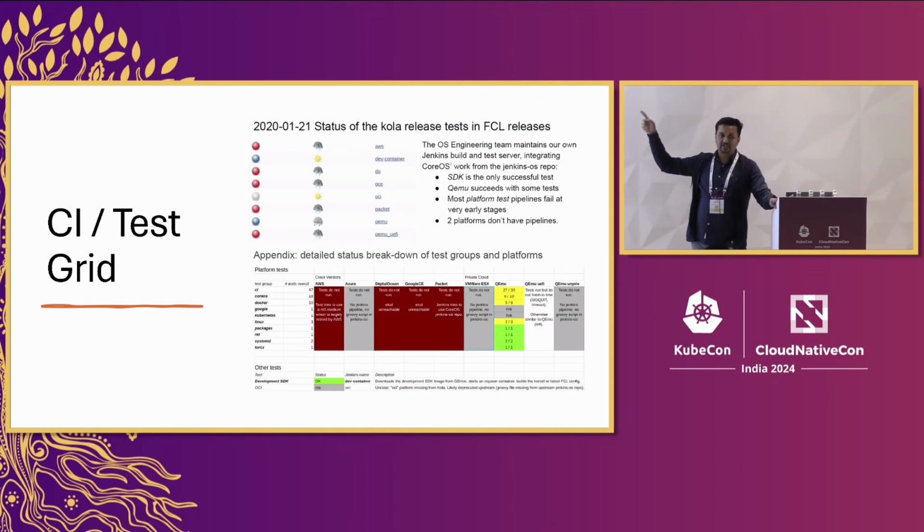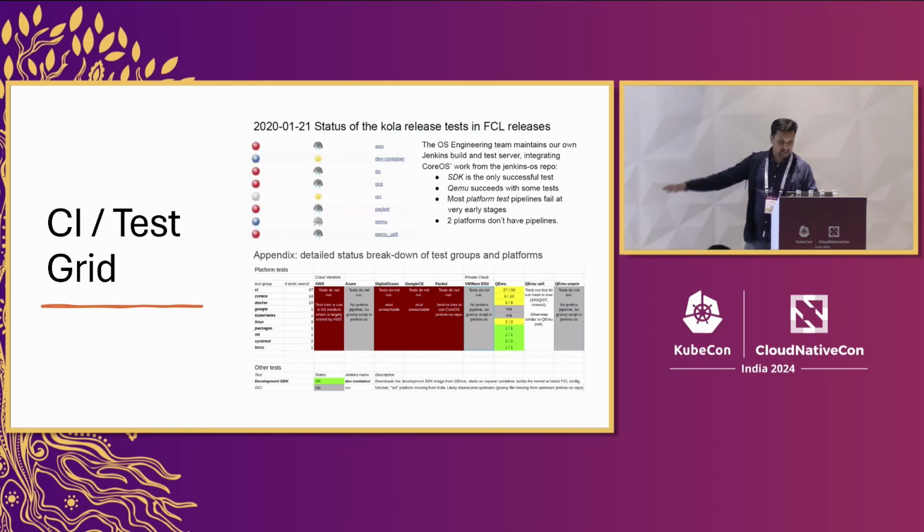If you see the date on the top, it's written 21st January 2020. This is a document that they created to see how the Flatcar releases look. If you see, everything is red right here. Azure says the tests do not run, AWS has tests that do not run, and it is basically red. The same goes for DigitalOcean, Google Cloud, and Packet. So primarily, everything was in a scenario where we needed to work on it.